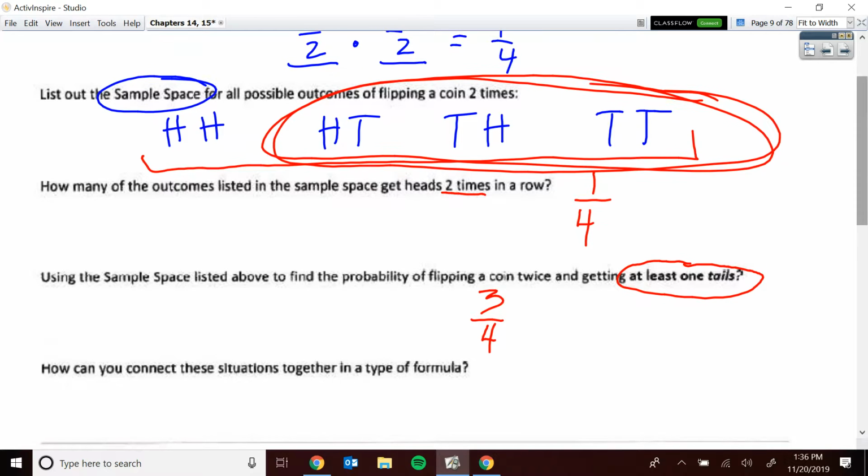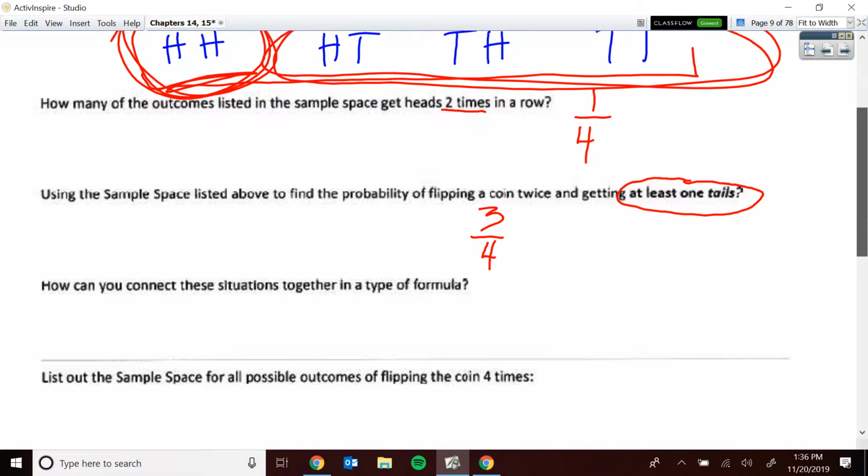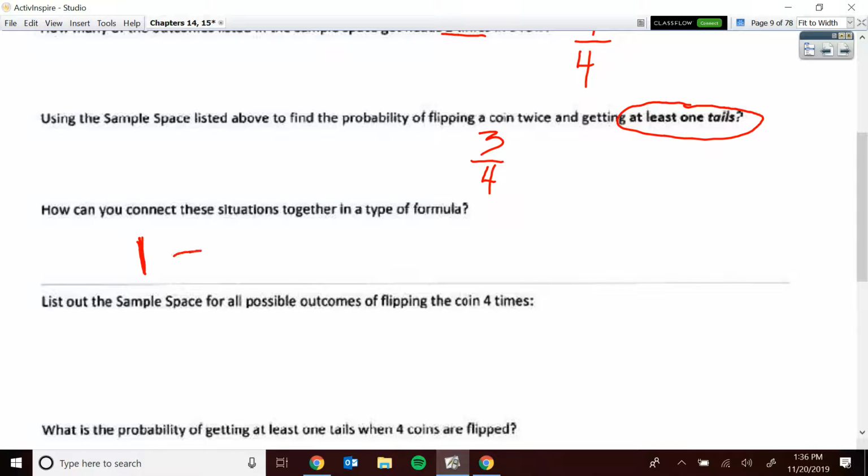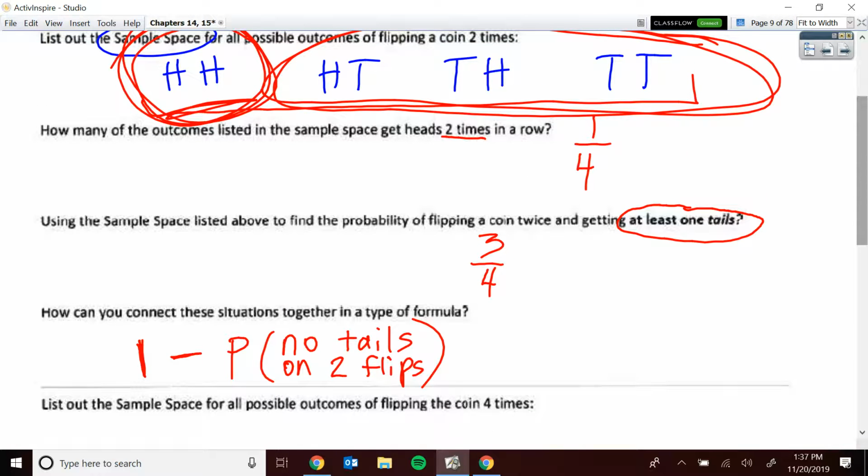How could I have done this problem only knowing this? Just knowing the no tails. This is the one time no tails happens. How could I then get this other part from only knowing no tails? Yep. It's 1 minus that probability of no tails on the 2 flips. So if from the beginning I asked you, what's the probability of at least 1 tails? You'd be like, oh my God, I don't know. I'd have to list all this out. But I could go 1 minus the probability of no tails.